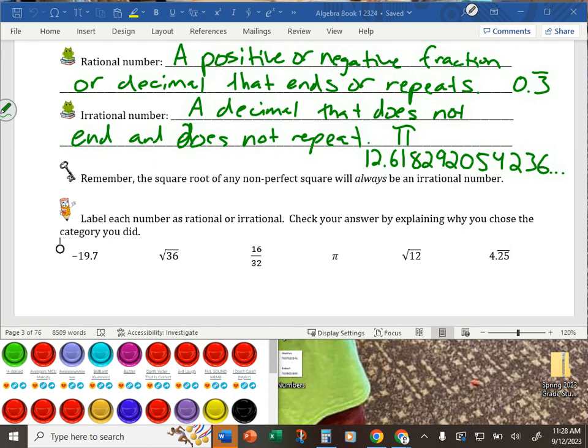This kind of rings a bell a little bit. Rationals, irrationals. Also, the key point here says the square root of any non-perfect square. We're going to dive into perfect squares and non-perfect squares in CO2, but we're going to introduce it here. If you've got your calculator with you, can you take that out, please?